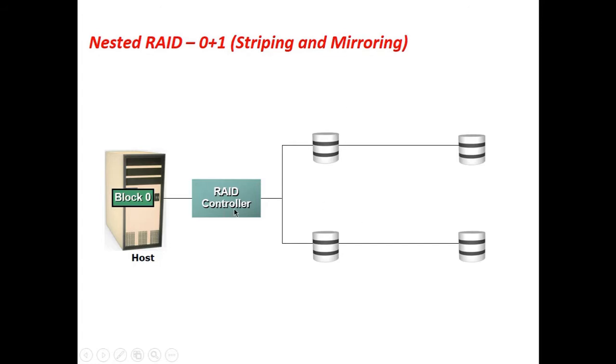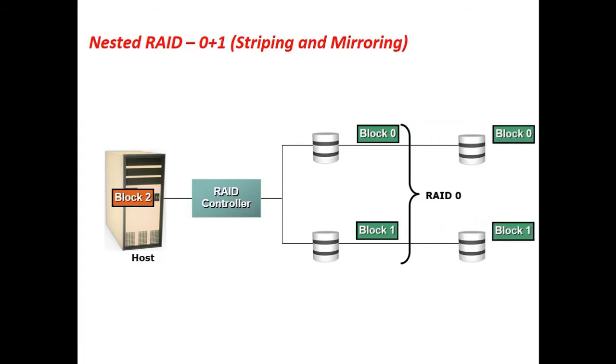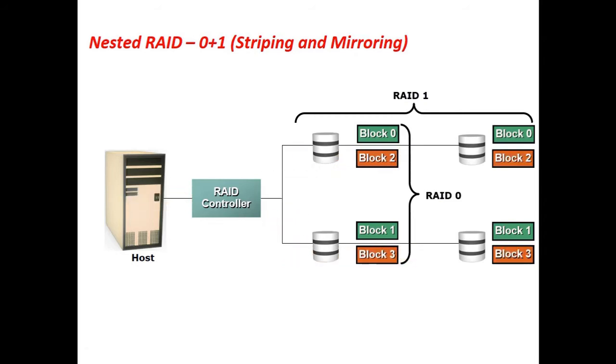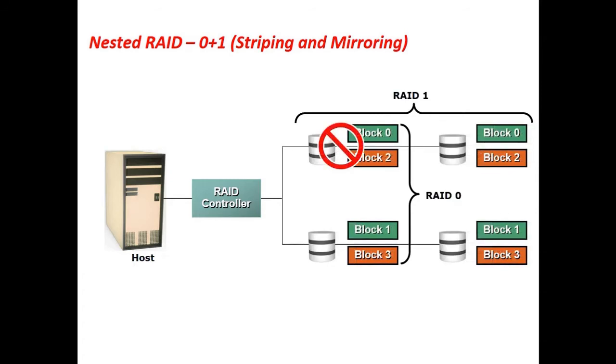A block of data comes. A block of data, block 0, will be sent from the host. RAID controller first stripes this block of data into block 0 and block 1 and then mirrors it. So this striping part represents RAID 0 implementation, and then it will be mirrored, which is RAID 1 implementation. So first RAID 0 implementation and then RAID 1 implementation, hence the name RAID 0.1. Similarly, the next block of data comes, it will be first striped and then mirrored.